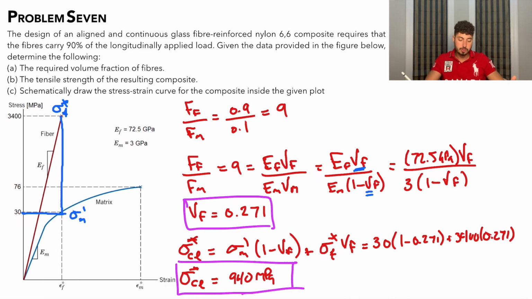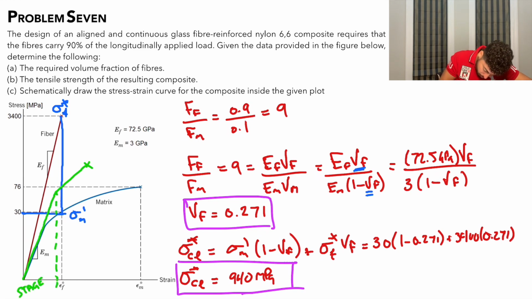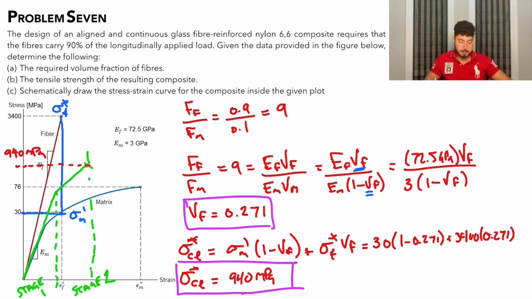The final thing we need to do is draw the curve corresponding to our composite material onto the stress strain curve, which is provided. So we know that composite materials generally show two different regions. We have the first region, which is stage 1, and then we have stage 2 up into the point of failure. So this here, we can say stage 1, and this we can say stage 2. And now let's add the value which we just calculated, which is the stress on our composite, which is here. We can say that that's 940 megapascals.